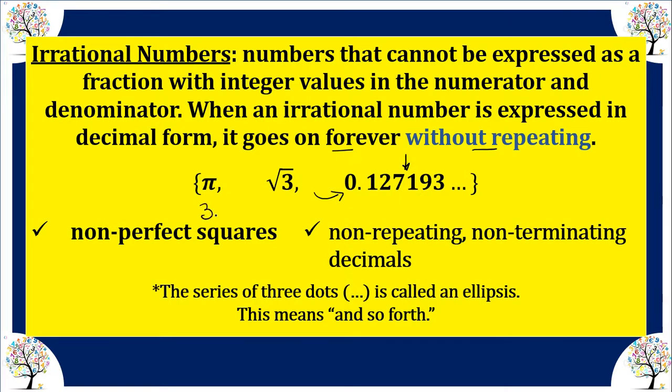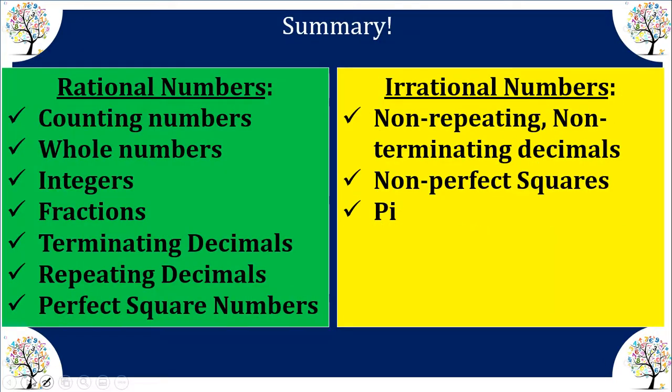We say pi is 3.14, but we know it really continues and goes on and on and on forever, and it does not repeat. So irrational numbers are those numbers that are not perfect squares, and they are non-repeating and non-terminating decimals. So when you describe an irrational number using these terms, you have to include both descriptors, non-repeating and non-terminating. Okay, so here's just a summary if you want to pause the video and write this in your notes.